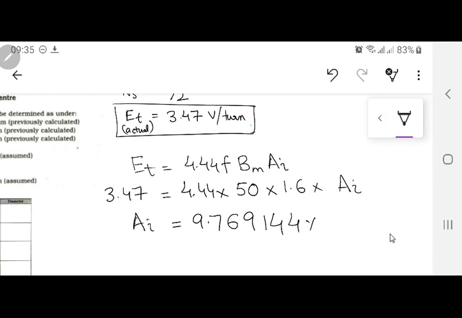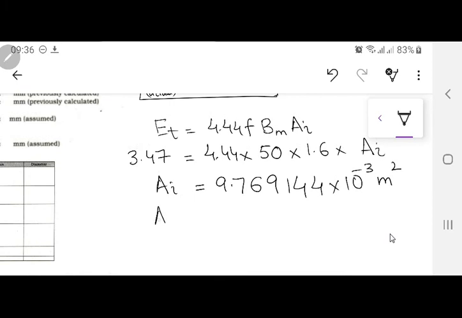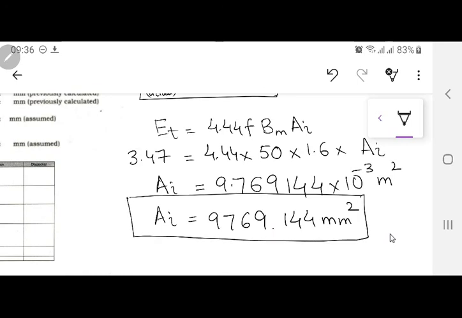4 into 10 raised to power -3. This is meter square. G, convert this into millimeter please. What will be? 9769.144 millimeter square. Just multiplied it by 10 raised to power 6 over there.